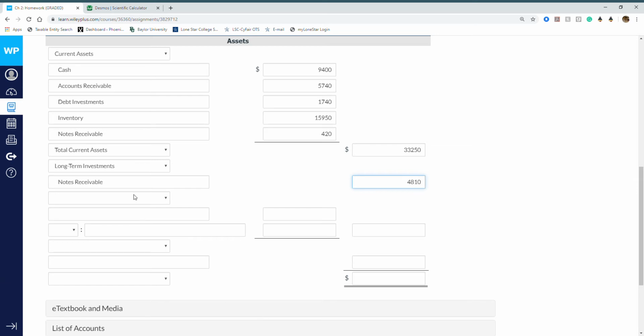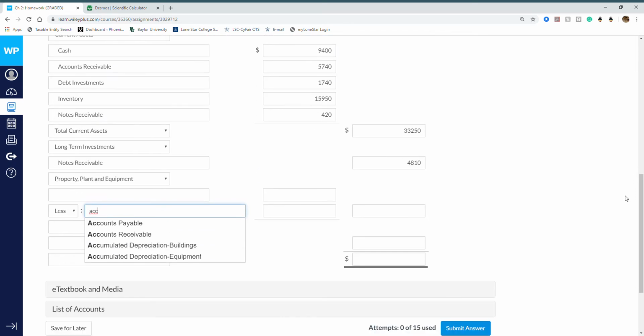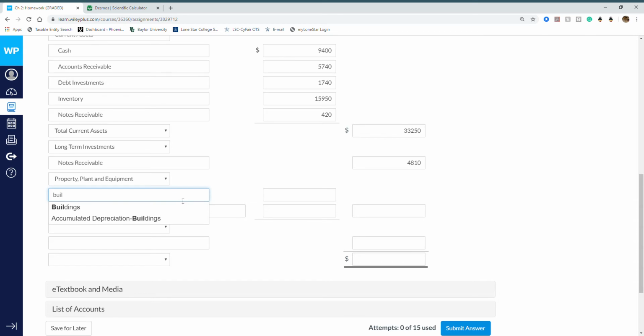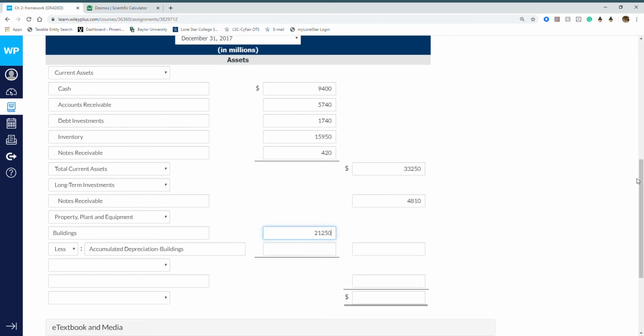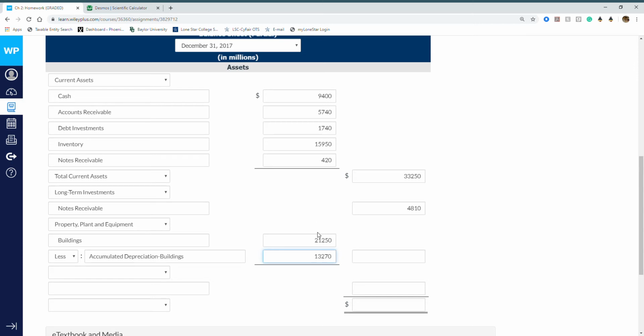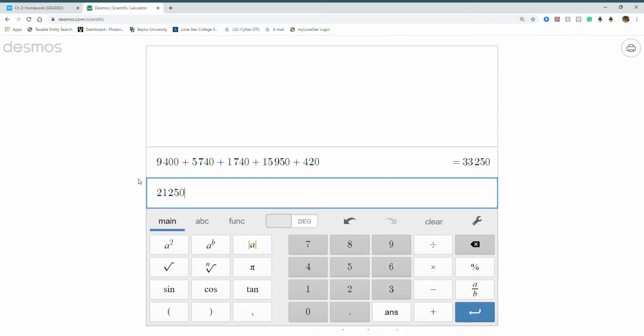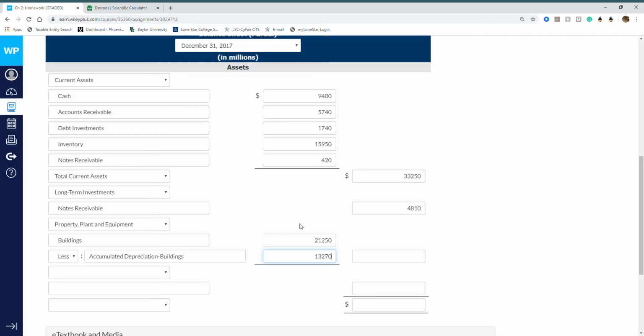Alright. Then next, this is going to be real easy because, again, I see this little colon, which basically means less our accumulated depreciation. And let's see, which one do we have? We have buildings. So if the accumulated depreciation is for buildings, we know that our property, plant, better be for buildings. So let's fill in those numbers. We have 21,250. We have accumulated depreciation of 13,270. And then all we have to do is subtract 21,250 minus 13,270. We have currently a value of 7,980 for that building.